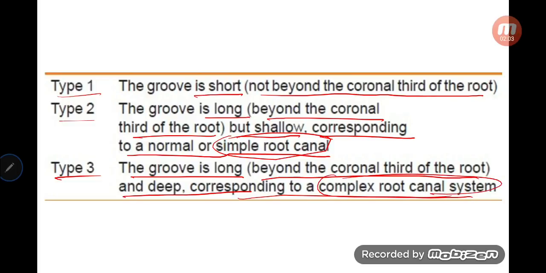So recently they have asked a question related to the type 2 palato-gingival groove in the recent SR papers of Endo of AIIMS. So we can predict a repeat in this session also. So please make a note about these types.